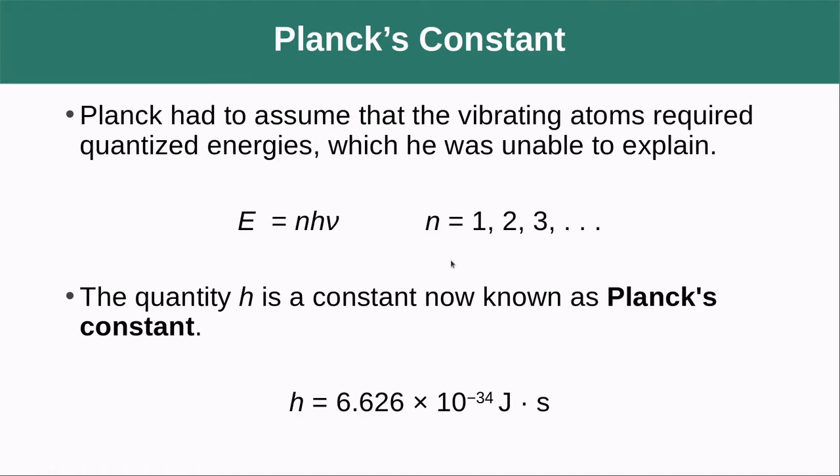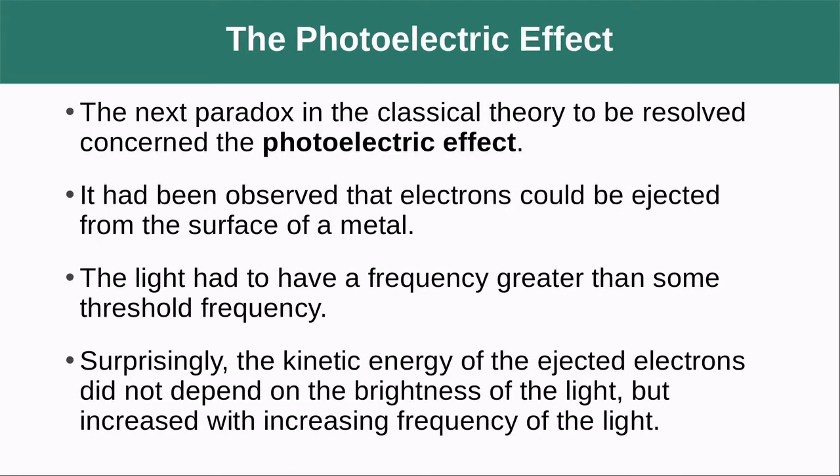This enters into the photoelectric effect. It had been observed that electrons could be ejected from the surface of a metal when hit with the right kind of light. So the frequency of this light has to be large enough, therefore it has to have enough energy to eject these electrons.